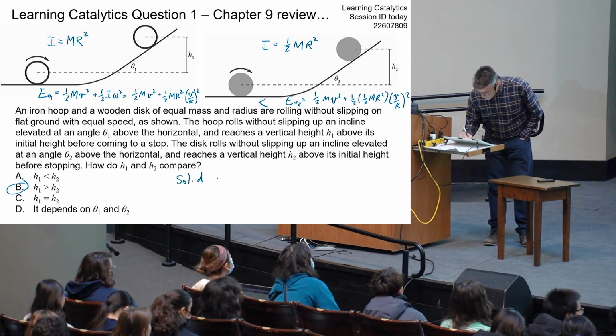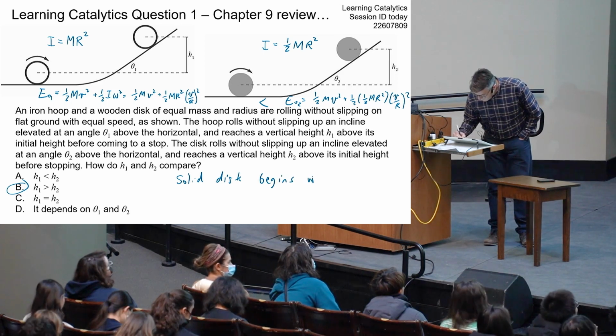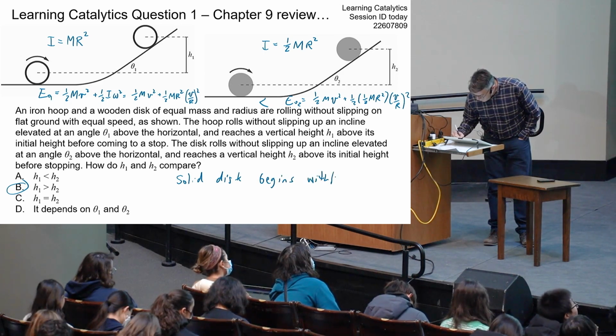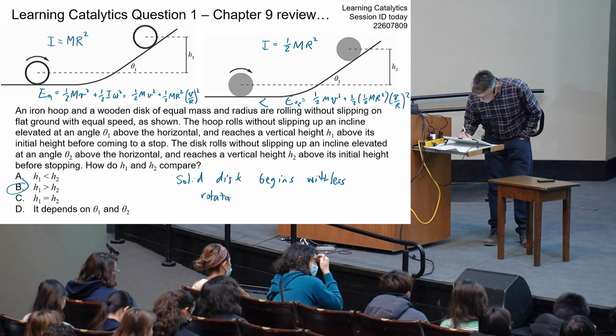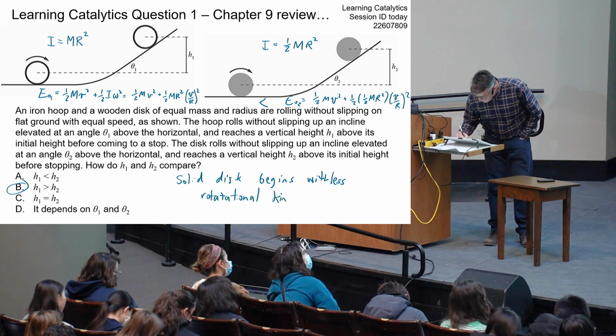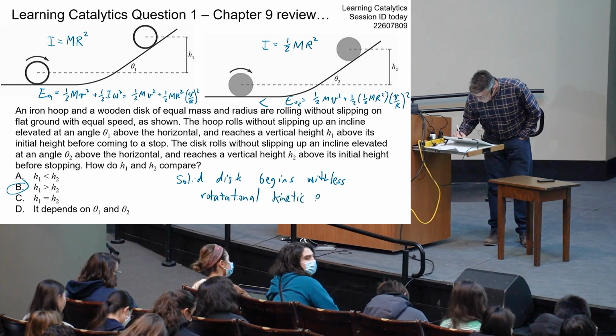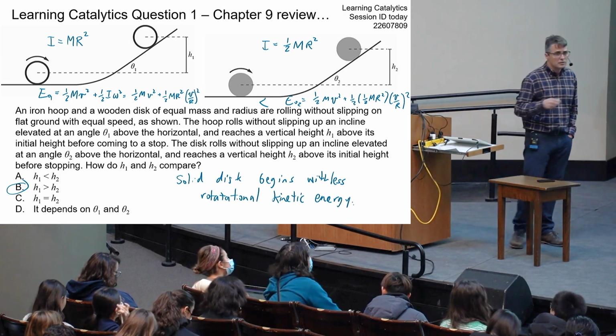The solid disk begins with less rotational kinetic energy, the same translational, so it won't get as high before it stops. Questions on that?